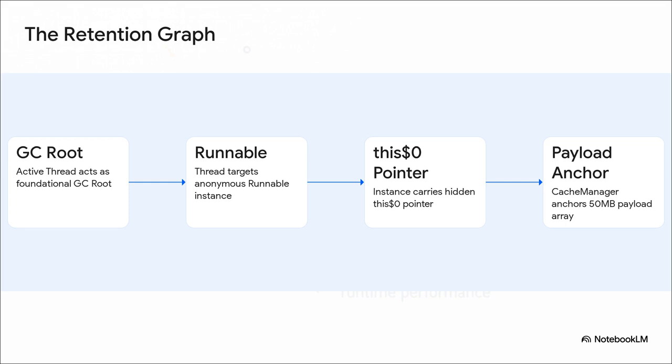That phantom pointer points right back to the parent cache manager instance, which in turn anchors a massive 50-megabyte payload array. So memory reclamation is completely blocked for that entire 10 minutes, even if you set the main reference to null. The thread is keeping the whole shebang alive.